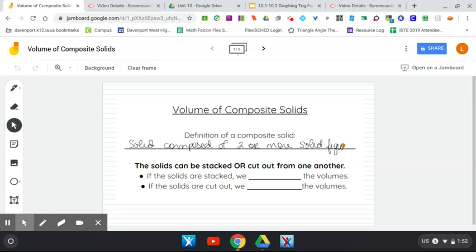So these solids can either be stacked or cut out from one another. If the solids are stacked, we add the volumes. If the solids are cut out, we subtract the volumes.